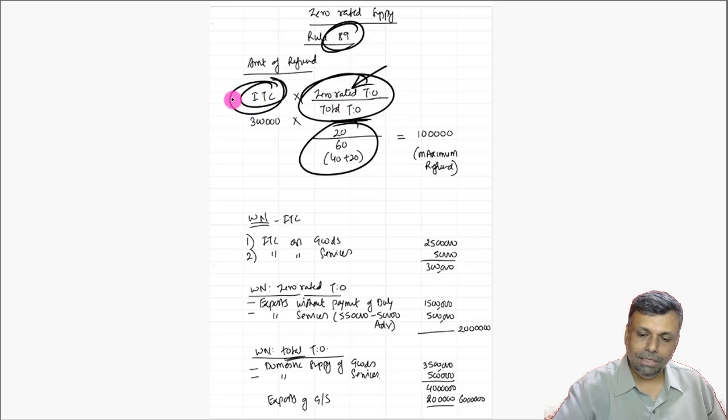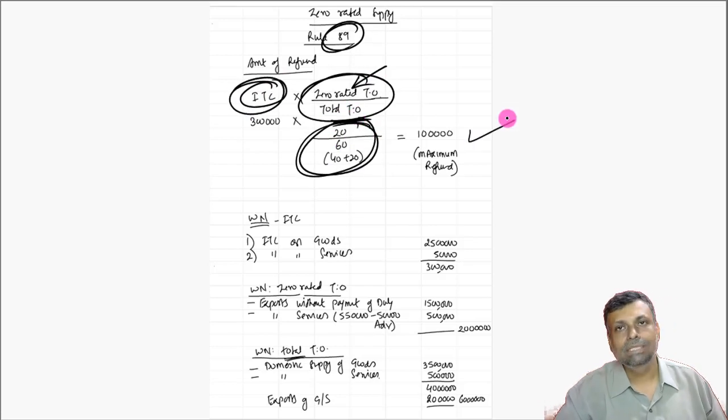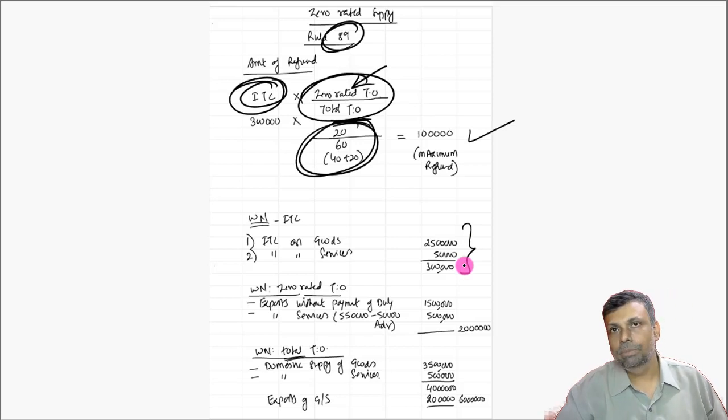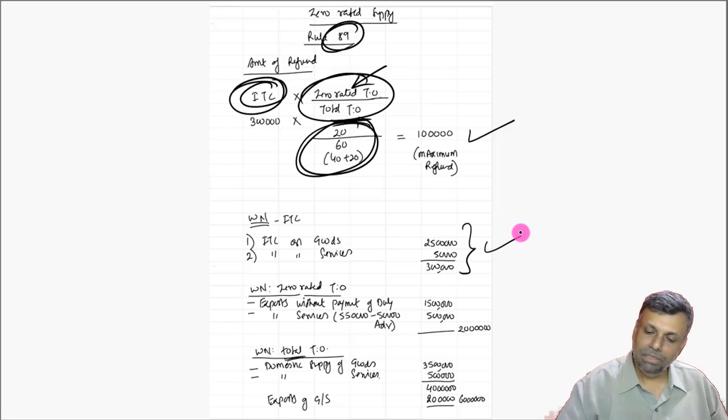So once you multiply the input tax credit with this turnover criteria, then this is the amount of the maximum refund which is permissible because of a zero rated supply. And zero rated supply basically includes exports and the deemed export. Now, one of the points to be kept in mind is that this refund is applicable in this context with respect to goods also, with respect to services also.